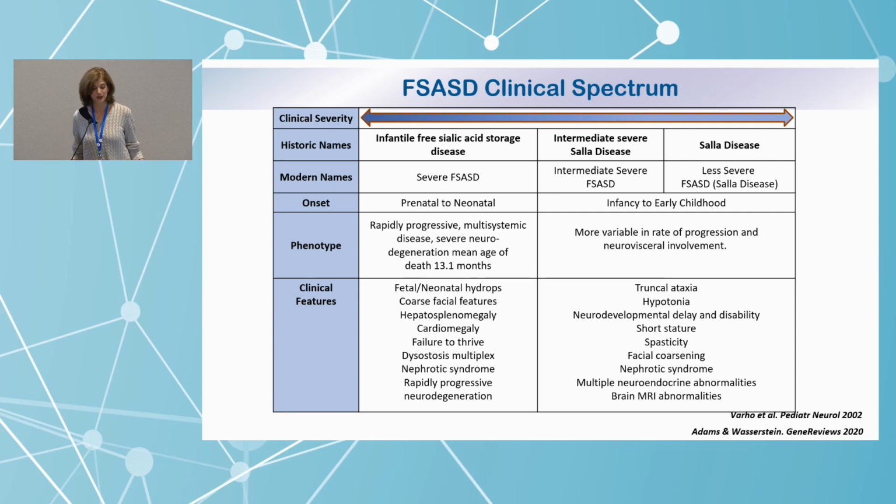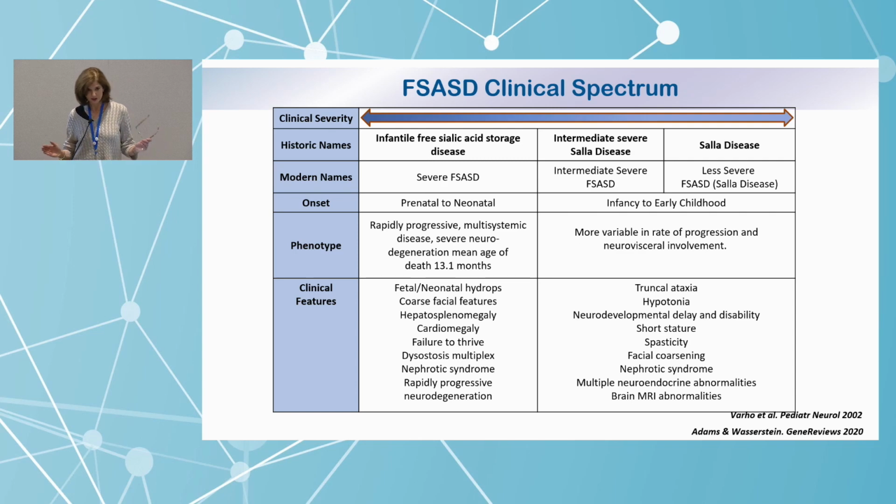At the other end of the spectrum is what's classically known as Salla disease, or less severe FSASD. In between is intermediate severe FSASD. Both intermediate and less severe FSASD present during infancy to early childhood. They have a more variable presentation in terms of age of onset, progression, and degree of neurovisceral involvement.